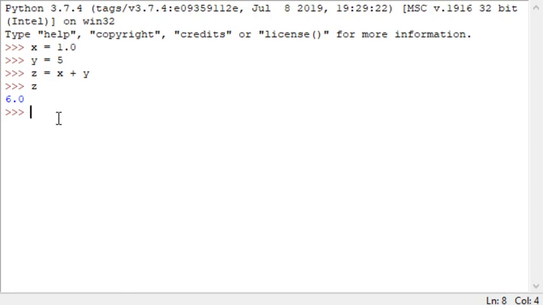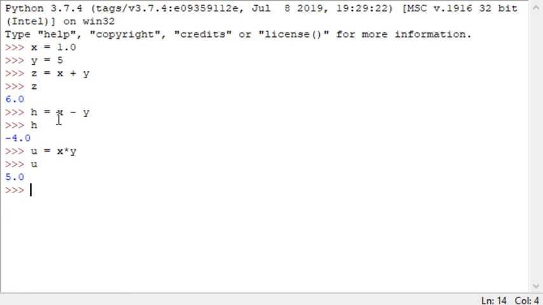All right. So what if we say h is equals to x minus y? So what is h? Minus 4.0. So Python can do addition, and it can also do subtraction. What if you want to have u is equals to x times y? What's it gonna be? So u is equals to x times y. So what is u? u is 5.0. There we all get it.